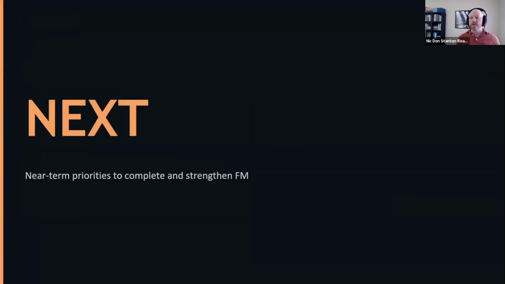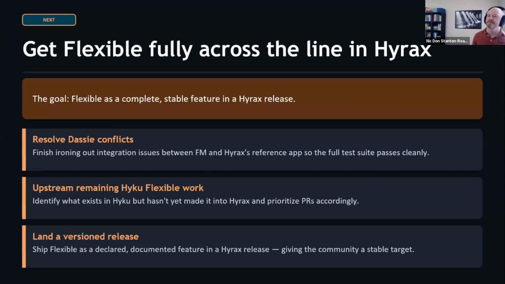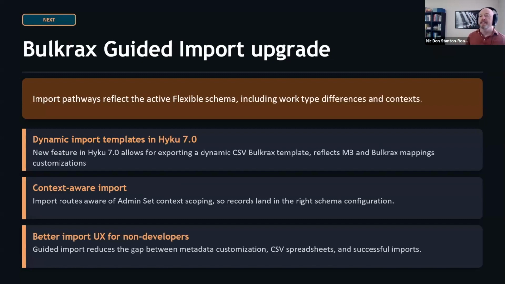So what's coming up very near term, we have a few things that are already in the pipeline, ready to complete and strengthen the current iteration of flexible metadata. So first, get flexible fully across the line in Hyrax with a version release. We've talked about that. The next, and this flows from the presentation that Nick S. and Notch H just did, guided import brings in an important improvement to the dynamic templating that I mentioned earlier.